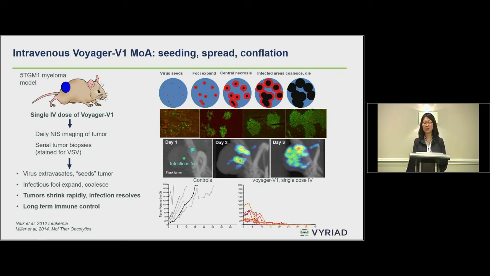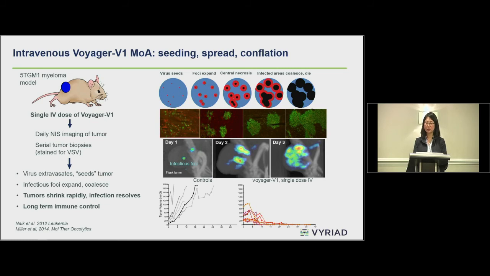After one intravenous delivery of Voyager V1, and thanks to Viret for sharing their slides with us, you can see that in the flank tumor of the 5TGM1 multiple myeloma in a syngeneic mouse, the virus seeds. You can see the staining done by Shruti Naik: red is blood vessel CD31 staining, green is the VSV antigen at 6 hours, infection-centered, perivascular, that actually fuses to have infectious centers that coalesce to really cause significant tumor damage and necrosis.